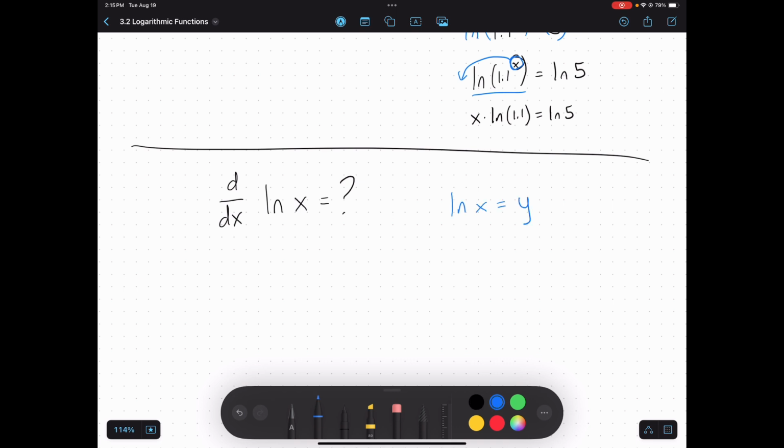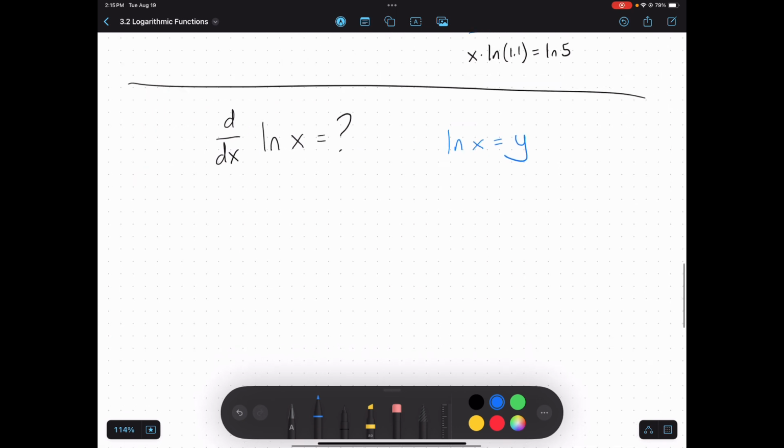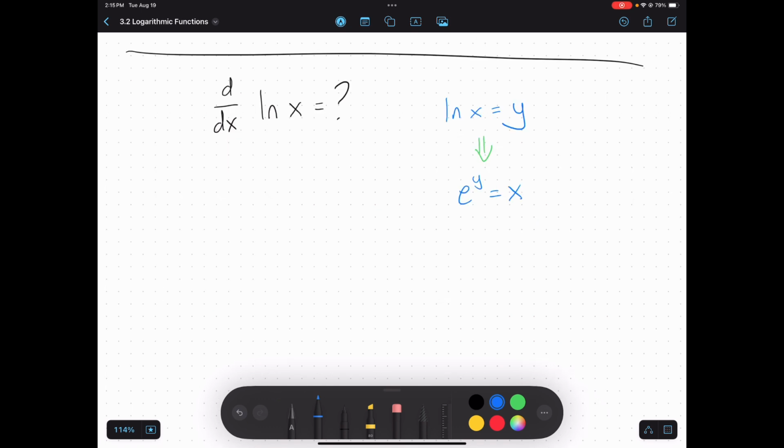Let's go ahead and give it an output variable, y, and we're going to use the definition of the logarithm to rewrite this. Based off my definition of a logarithm, I can rewrite this as e to the y is equal to x, right? What exponent do I need to raise e to in order to get x? The reason why I did that is because I don't know how to take derivatives of logarithmic functions, but I do know how to take a derivative of an exponential function. So now, let's take the derivative of both sides.